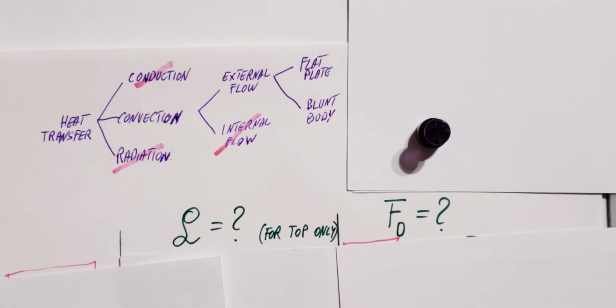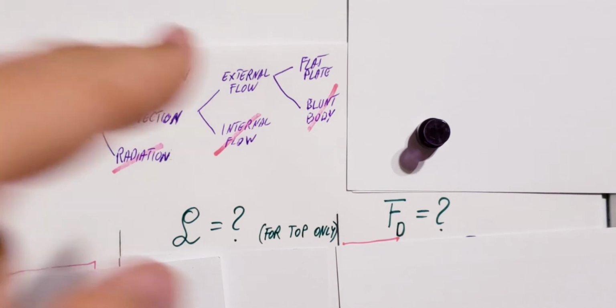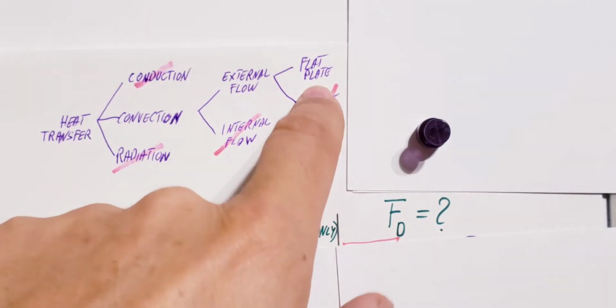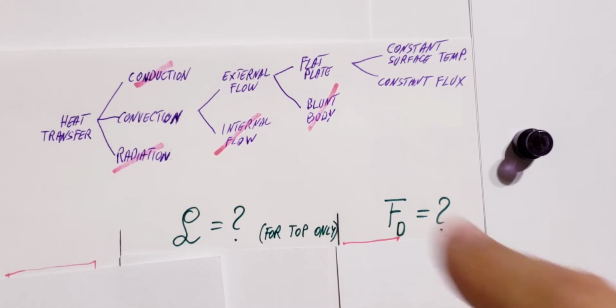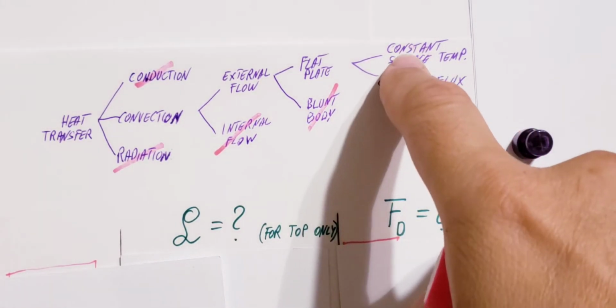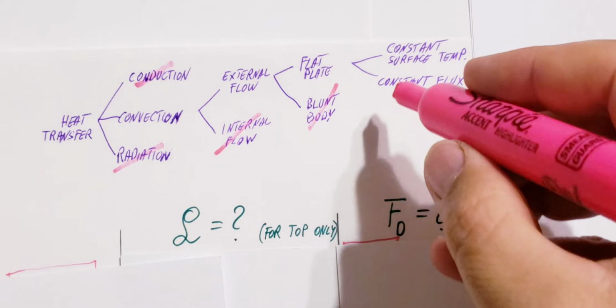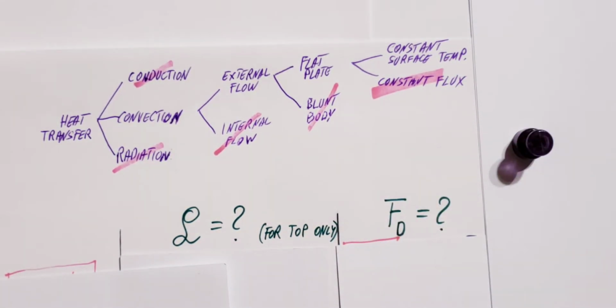Now let's consider the geometry. What kind of geometry are we dealing with? Is it a flat plate or is it a blunt body? We are dealing with a blunt body, so sorry, the other way. We are crossing out the blunt body because we are dealing with a flat plate. Now, we are not dealing with a constant flux situation, and they are telling us that the surface temperature is at a constant 32 degrees. So, we are dealing with a constant surface temperature situation. There you go. Constant flux is crossed out.